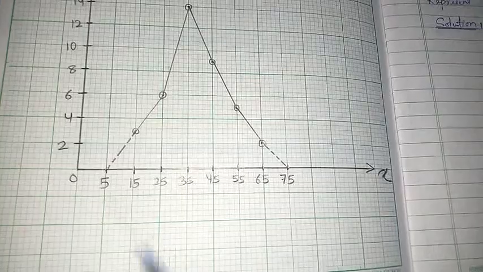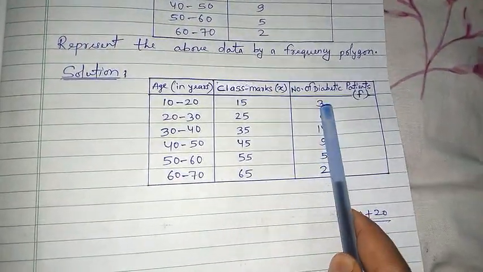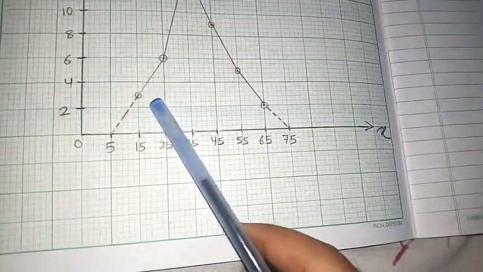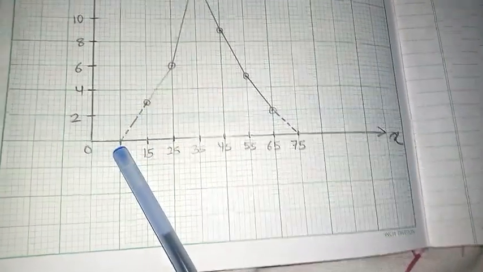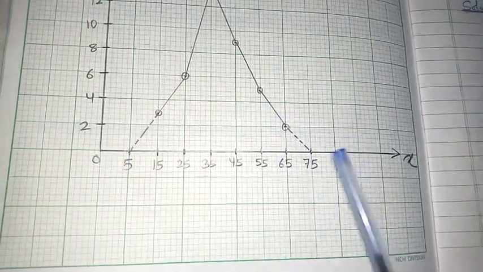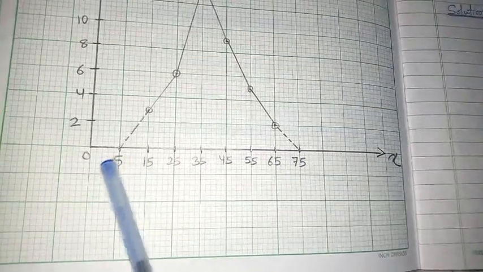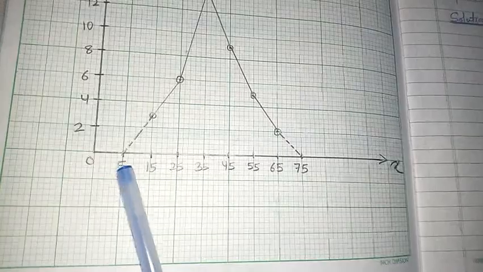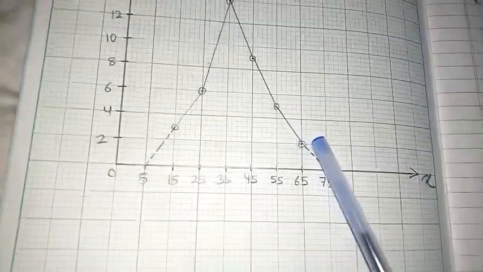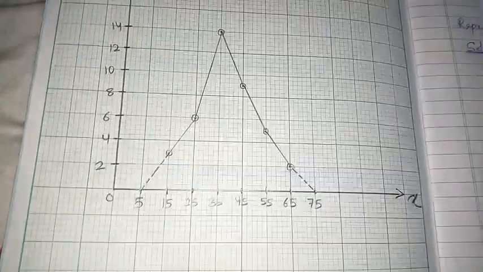As the plotting started from 15 to 3, we will drop at 5. That's why this 5 was taken, and here we'll drop at 75. That's why one step up and one step down we took for this purpose, one to start and one to drop. So this is very important.